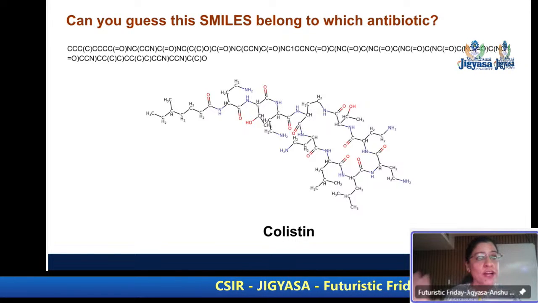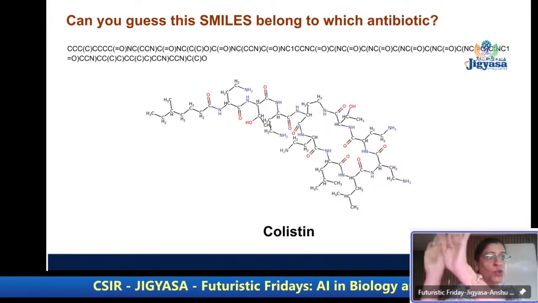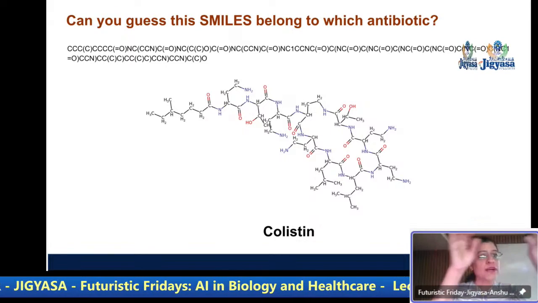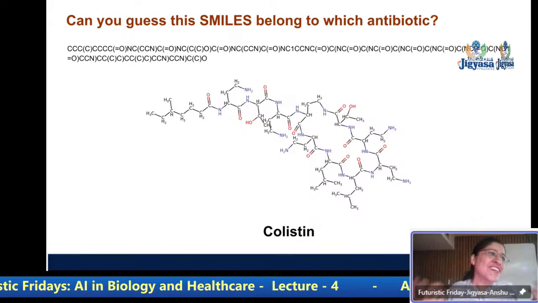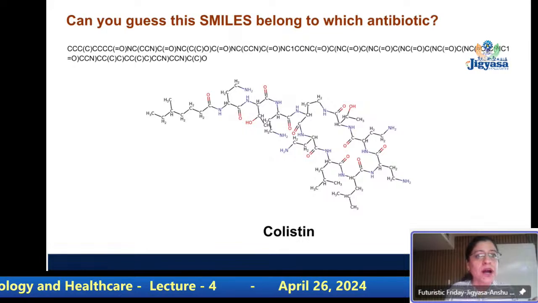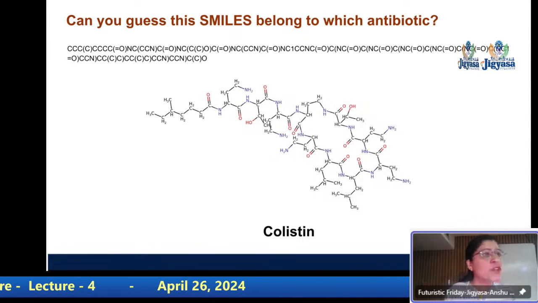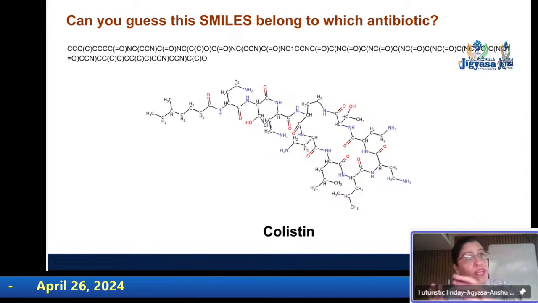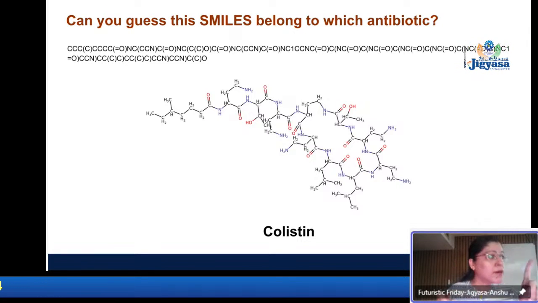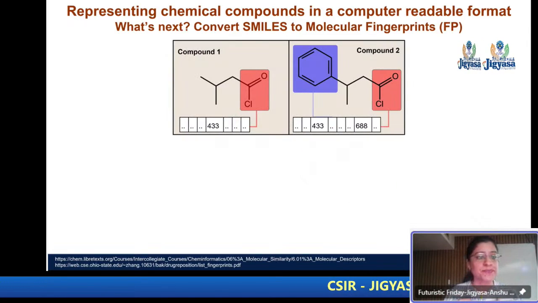Okay. So now we got the idea that from a 2D structure, we converted into a one-dimensional string, but it is still a string. It is still not a number. How will the machine read it? The problem still remains. So now from this string, we convert it into a number. Let's see how to do that.